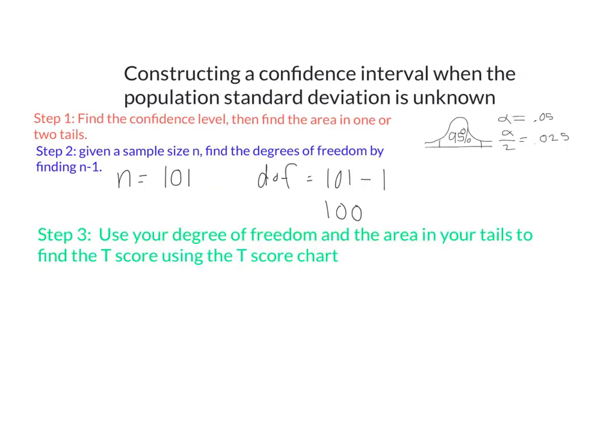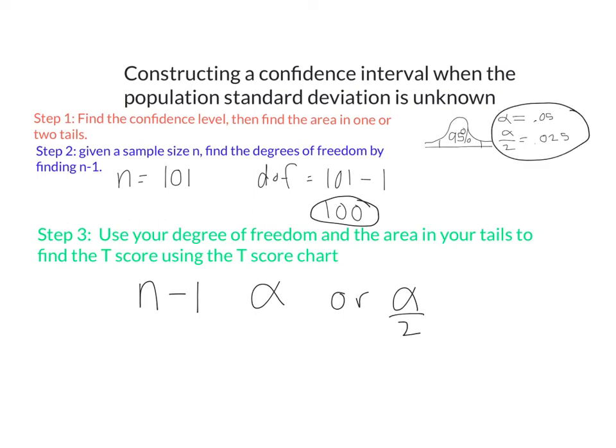So the third step is we're going to use our degree of freedom, which is our n minus 1, and we're going to use our alpha or alpha over 2 to find the t-score on the chart. So let's say that we had a degree of freedom of 100 and our alpha or alpha over 2 was 0.05. We're going to look at the chart and read how to interpret the chart.